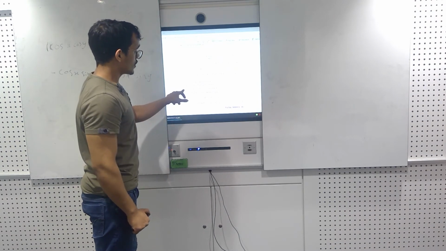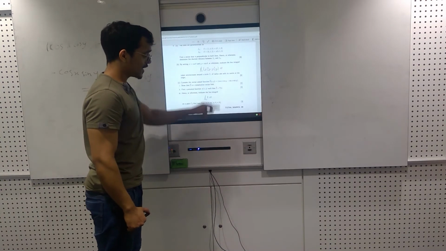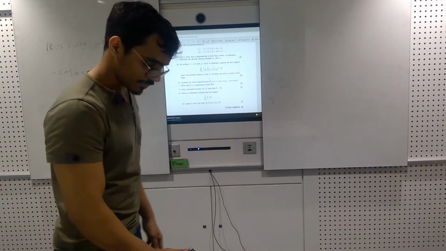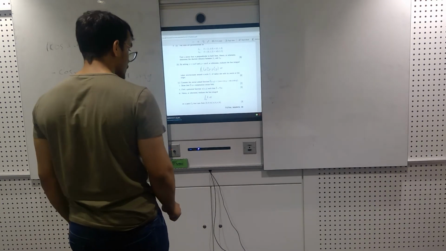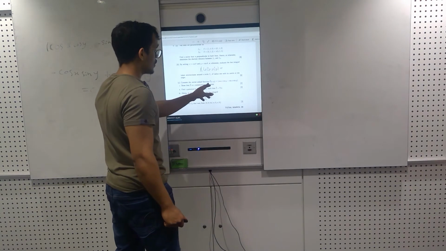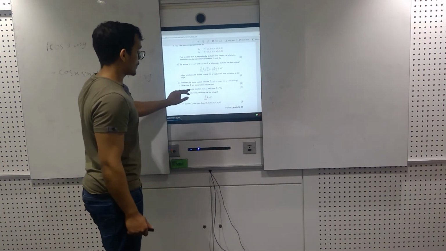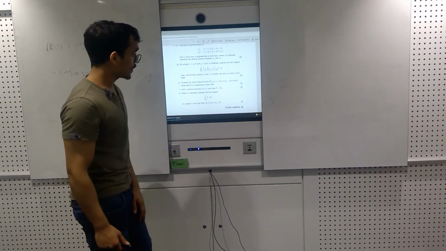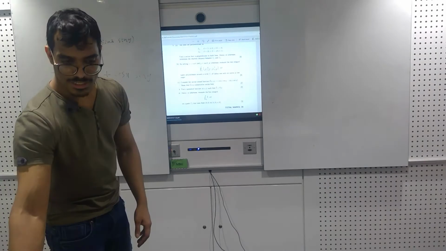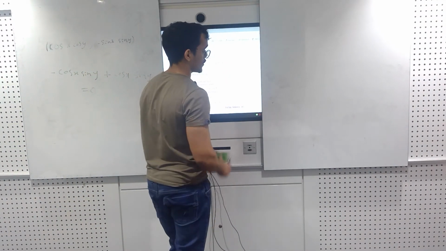The second part of the question: find the potential function. If the function is a conservative function, it must have a potential function. So we only have to find the value of this function, the potential function. This is a theory.